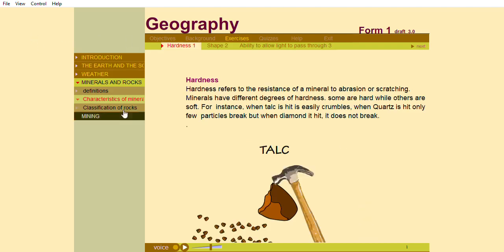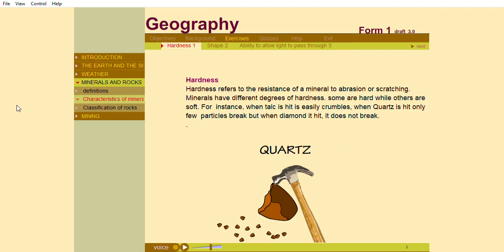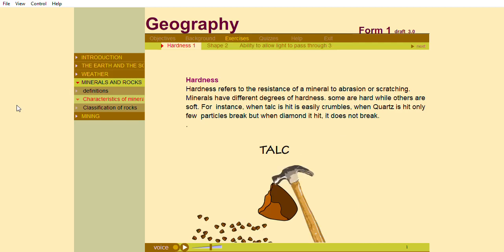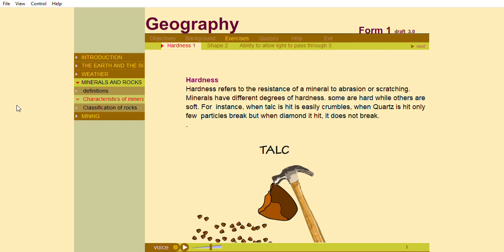Hardness. Hardness refers to the resistance of a mineral to abrasion or scratching. Minerals have different degrees of hardness. Some are hard while others are soft. For instance, when talc is heated, it easily crumbles. When quartz is heated, only a few particles break, but when diamond is heated, it does not break.